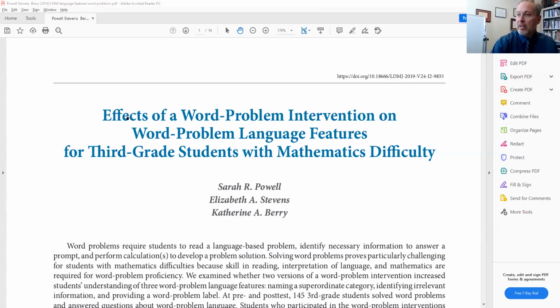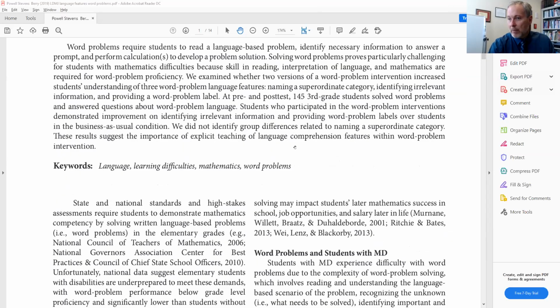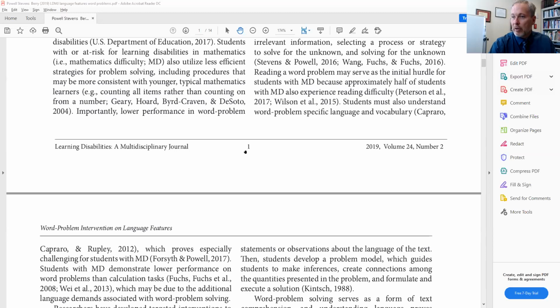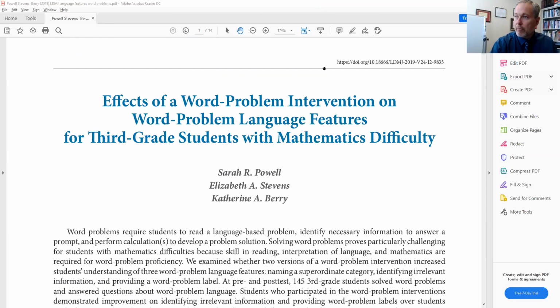So I'm going to share my screen and I want to show you the great study we're going to talk about. Okay, so the study today is effects of word problem intervention on word problem language features for third grade students with mathematics difficulty by Dr. Powell and her two colleagues. This was published in Learning Disabilities, a multidisciplinary journal. It's again available online, and I'm sure if there's a problem, you could contact Dr. Powell and she would happily send it to you. Yeah, I'm very happy to share it with anyone.